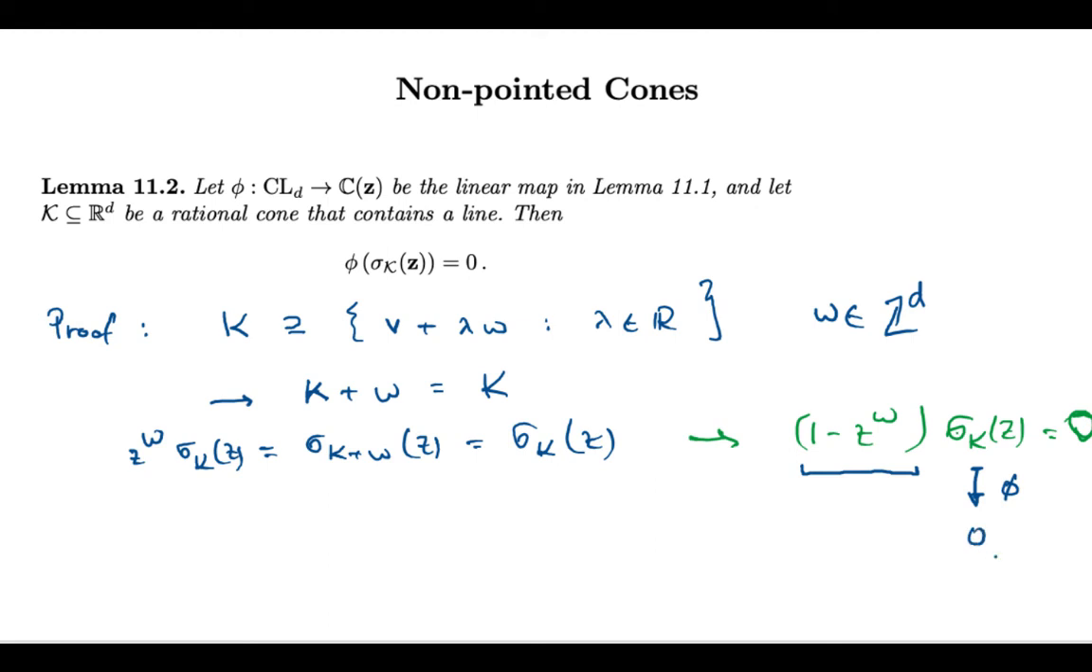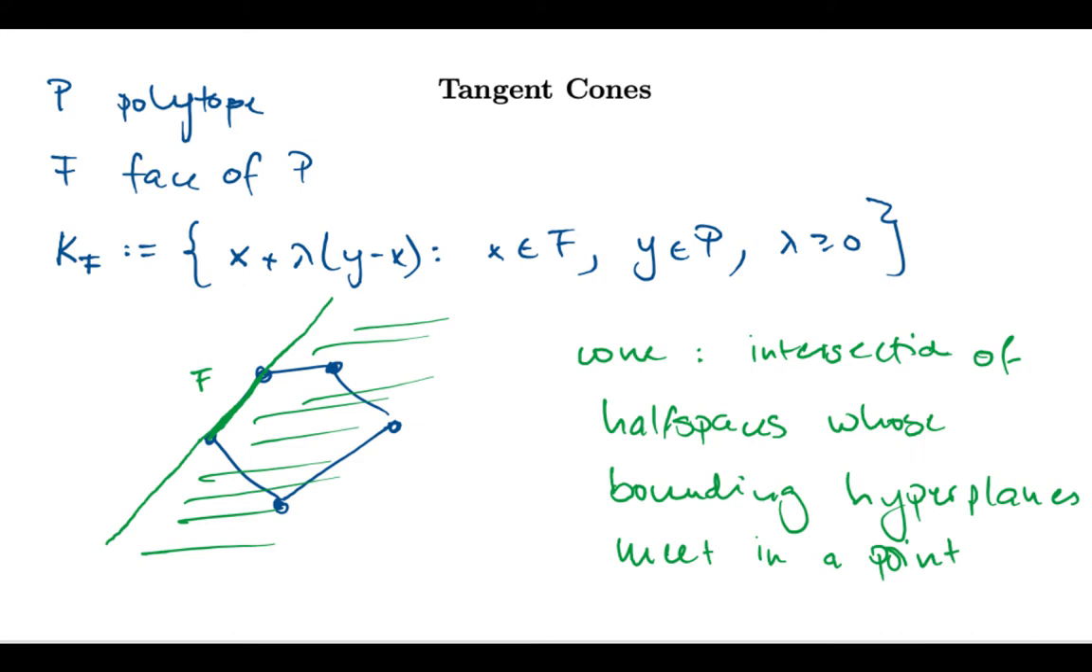Here's why we really need this lemma. I want to remind you that we introduced tangent cones in the previous video. So you start with a polytope, take a face, and then the tangent cone is sort of the minimal cone with apex your face that contains the polytope. Back then, we already remarked that the only tangent cones that are pointed are the vertex cones. It's the case when your face is a vertex.